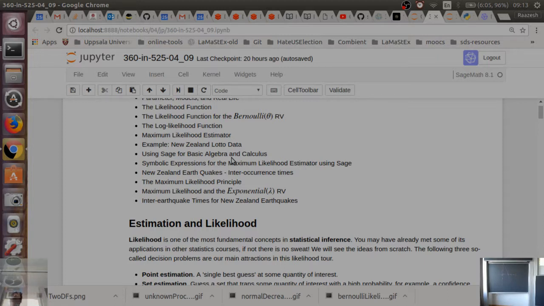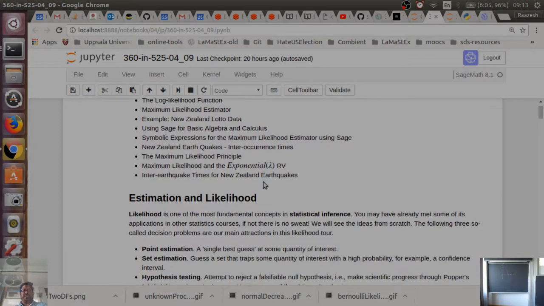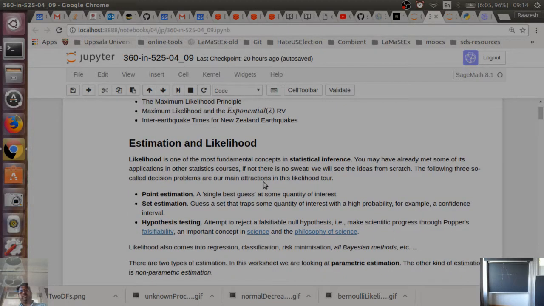And then we'll see how well that can be modeled by the exponential random variable we saw, just like waiting times for buses. And surprisingly, this exponential guy pops up a lot in naturally observed patterns. Okay. Then we'll get into a bit of the maximum likelihood principle, and then we'll do maximum likelihood estimation for this exponential random variable for the inter-earthquake times for New Zealand earthquakes.